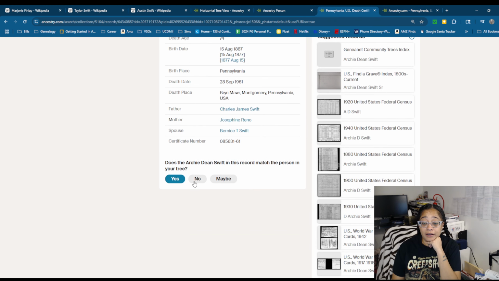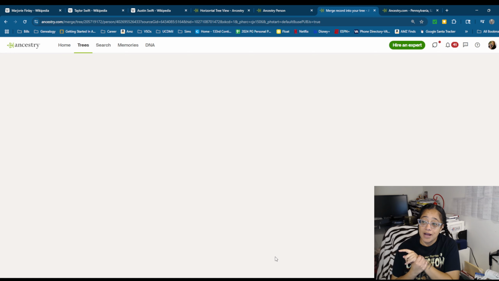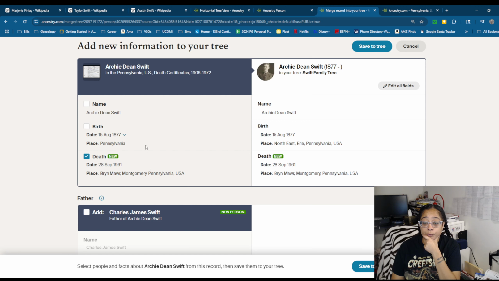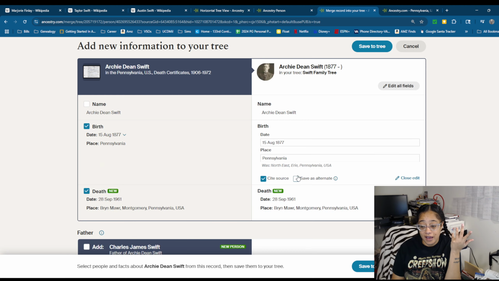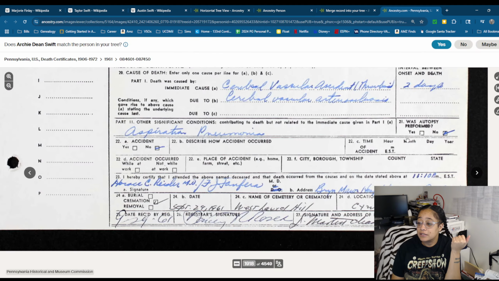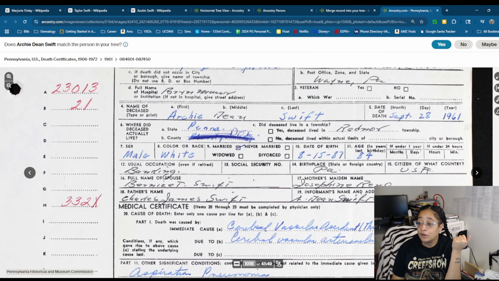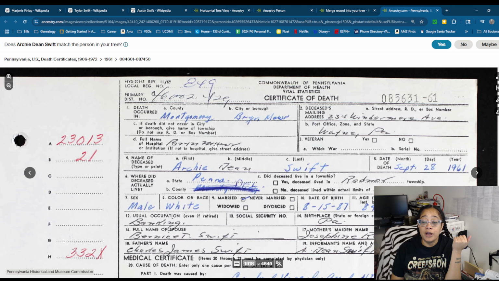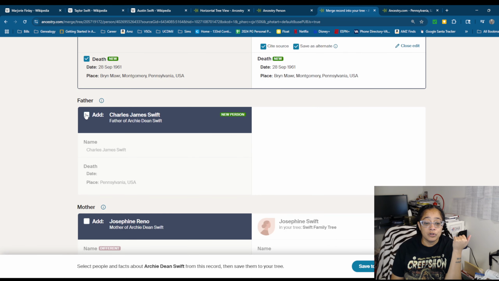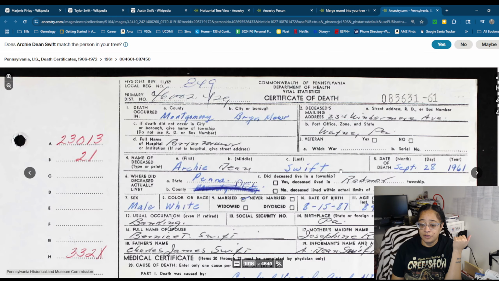So we're going to go ahead and say yes, this is correct, especially because we know the informant was the son. We're going to click the box and say alternate, because all we gave on the death certificate was the state. And then 9/28/1961 at Bryn Mawr Hospital, so in Bryn Mawr, Montgomery County, Pennsylvania. So that's all correct. Charles James Smith.